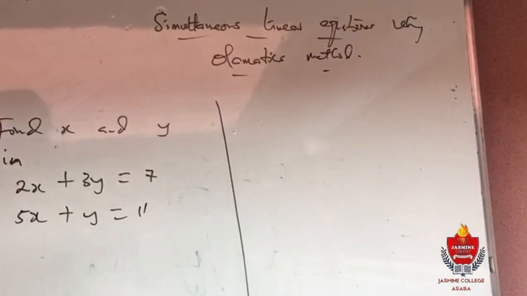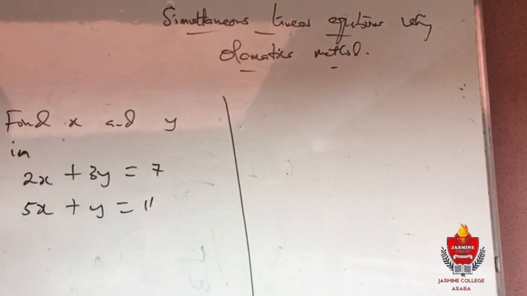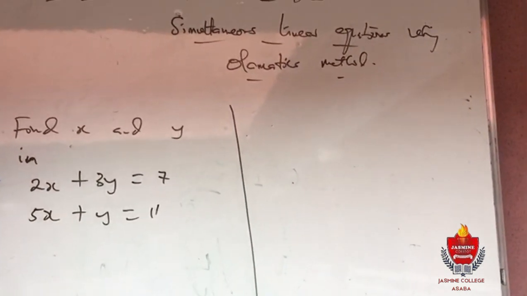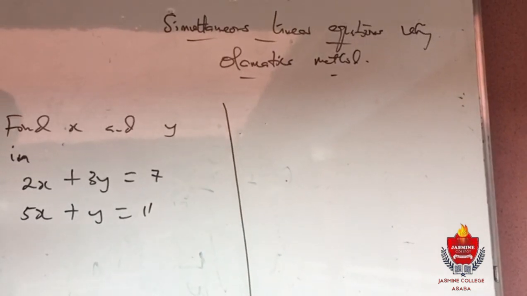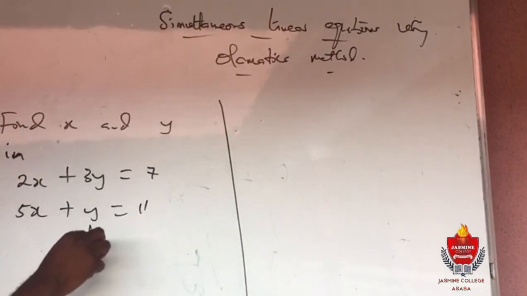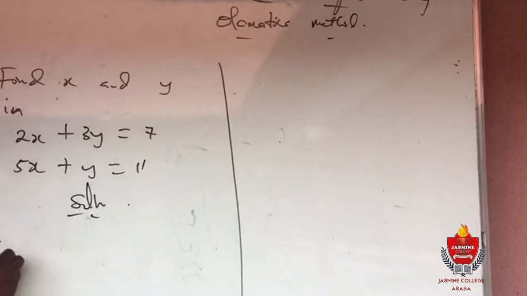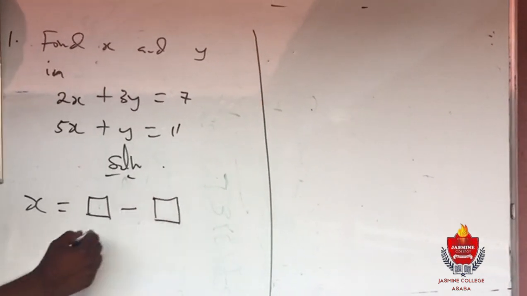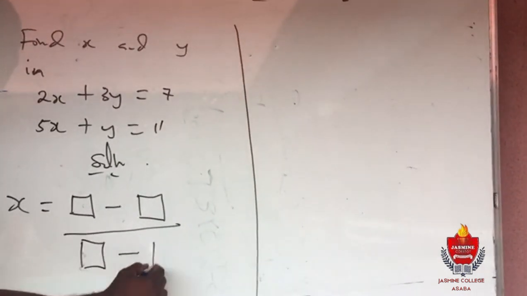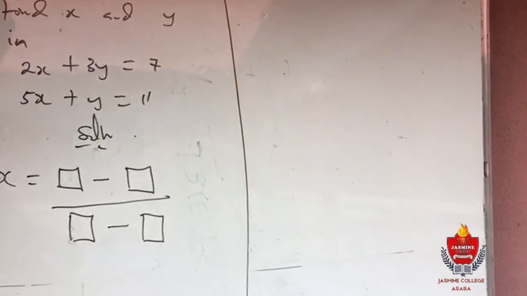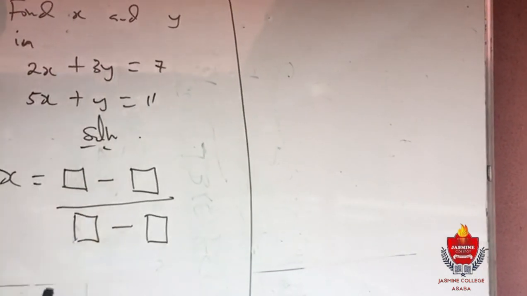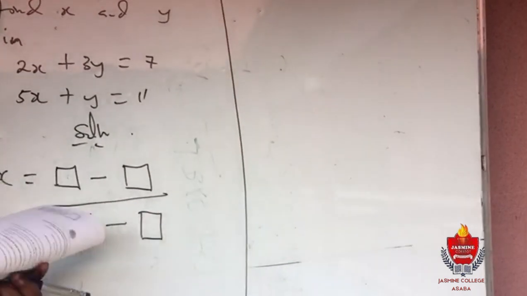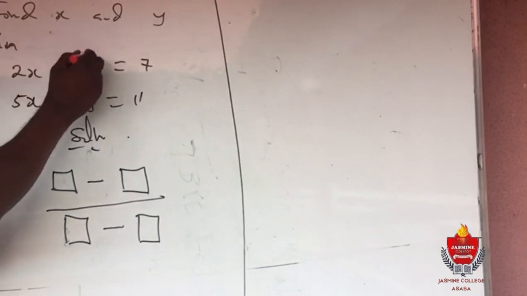We have quite a number of examples to do, and to start with, we have question number 1, saying find x and y in 2x plus 3y equals 7, 5x plus y equals 11. Using Olamatics method, all you need to do here is to say x equals box minus box all over box minus box. So in these 4 boxes, we shall be linking up the coefficients of y. And to start with, you'll be taking your bearing from this point.